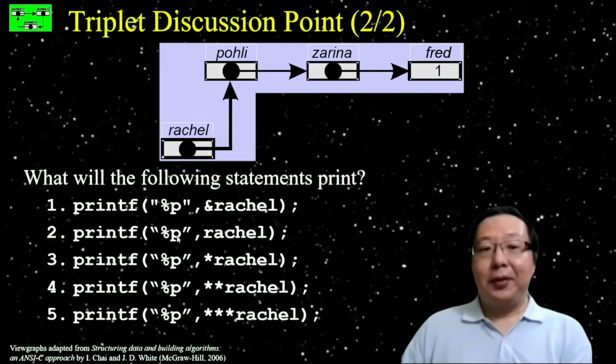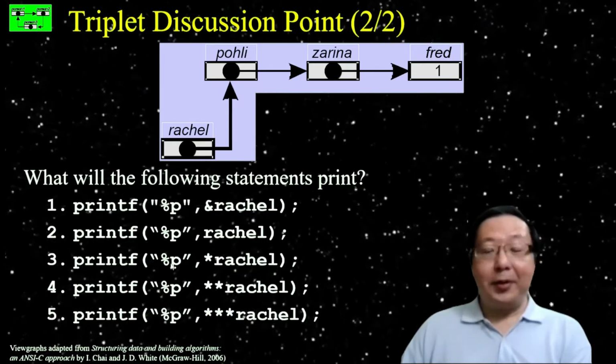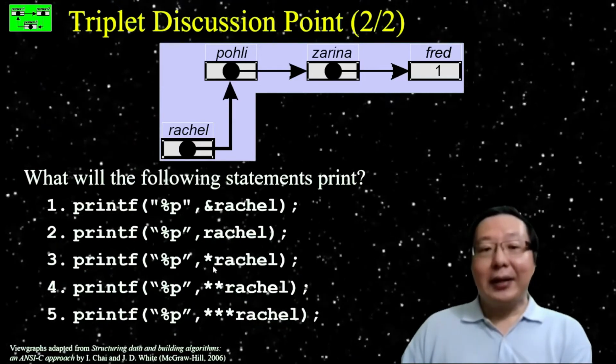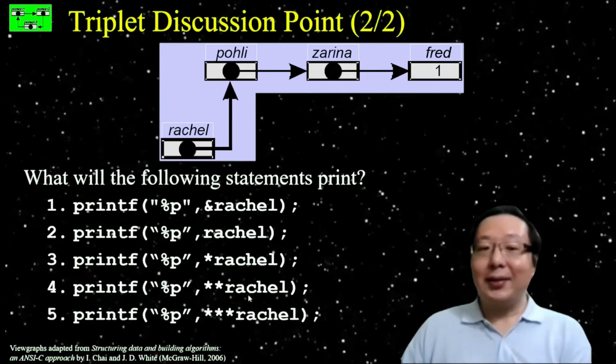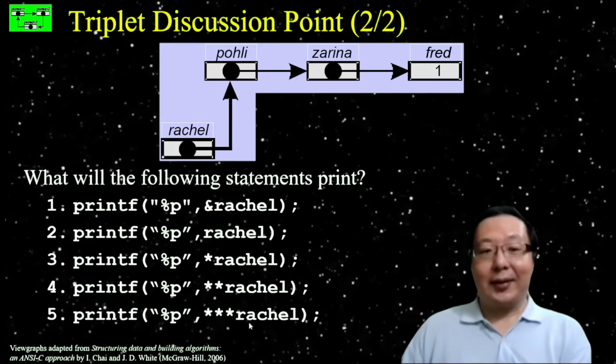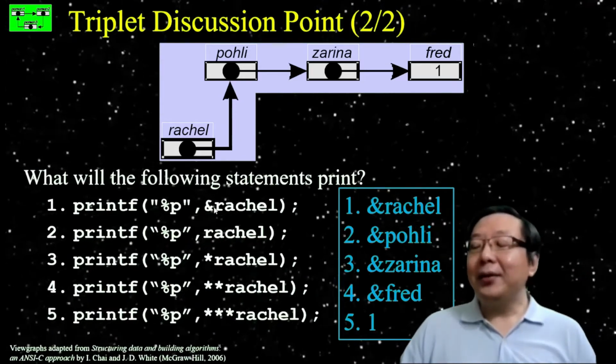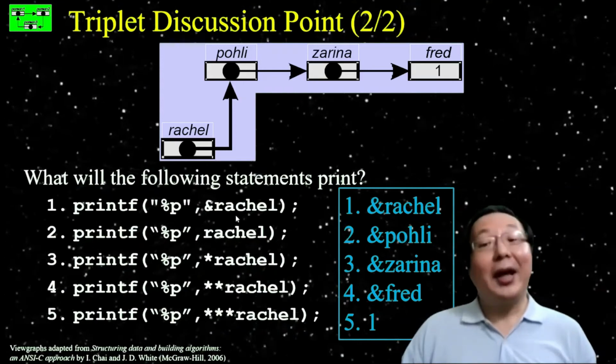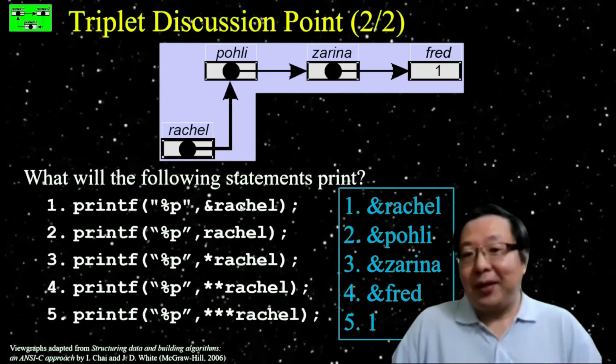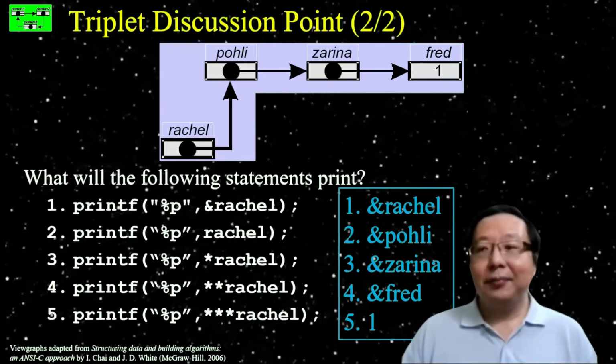What happens if I print Rachel? What happens if I print star Rachel? What happens if I print star star Rachel and star star star Rachel? Well, if I print the address of Rachel, I would get the address of Rachel, FF whatever, okay?